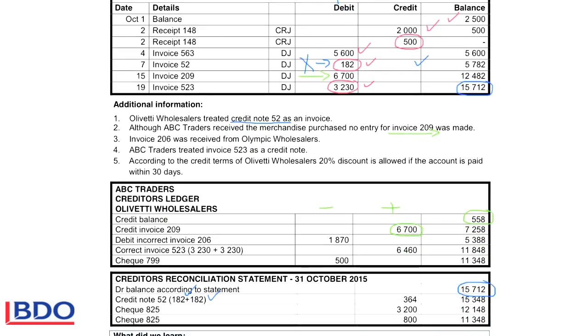So if we go to the creditor's ledger, you will see that we will record that 1870 on the debit side. Because the mistake was made on the credit side, we have to take it out of the credit side now and put it onto the debit side to reduce the effect of that transaction. If we put something in the creditor's ledger on the debit side, it will reduce the debt. So we will subtract the 1870 from the 7258 and we will get the new balance as 5388.